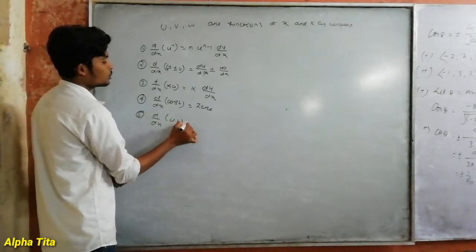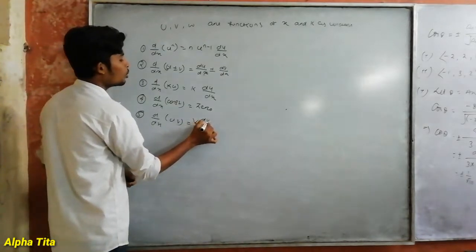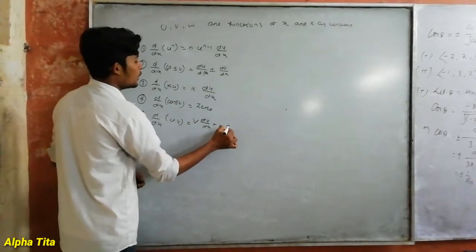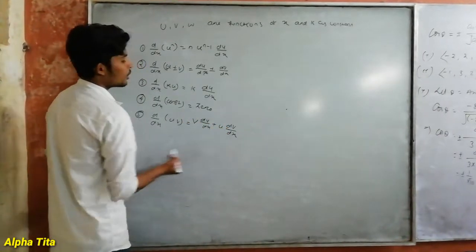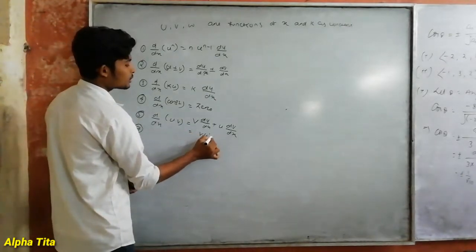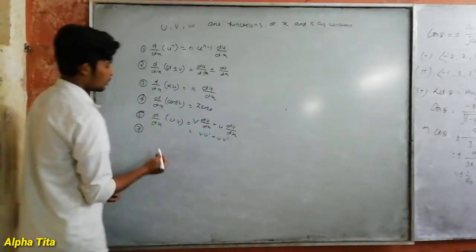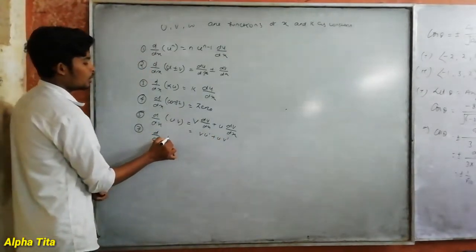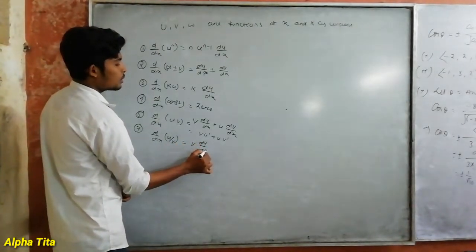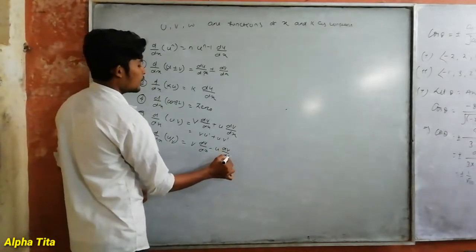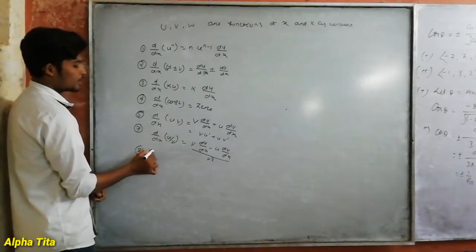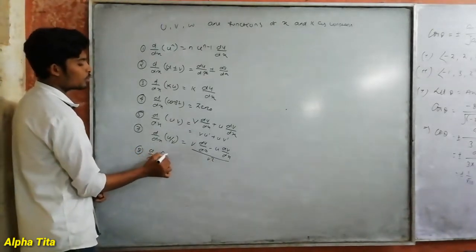d by dx of u v is equal to v du by dx plus u dv by dx. This formula can be written as v u dash plus u v dash. Okay, d by dx of u by v gives v du by dx minus u dv by dx, divided by v square.